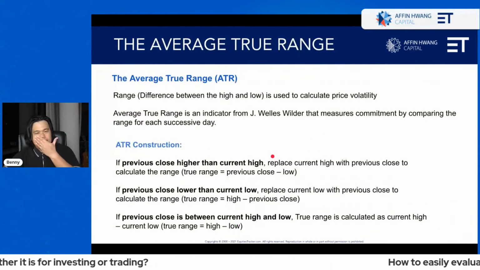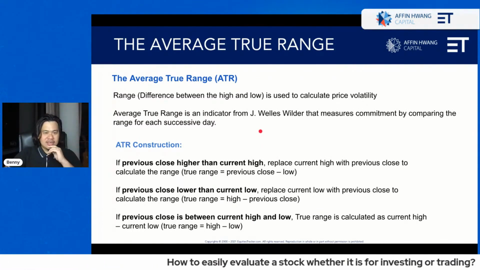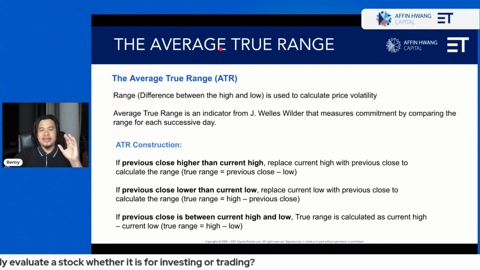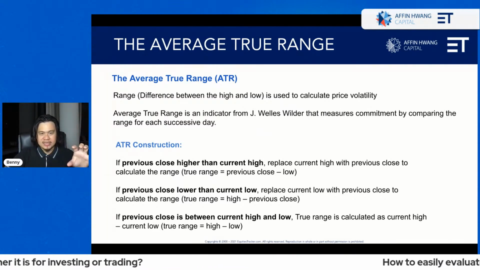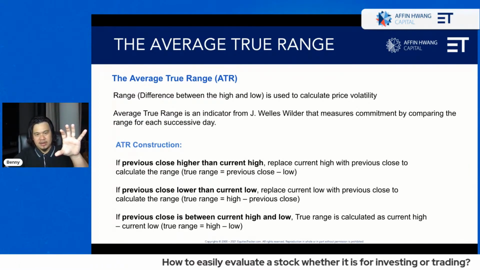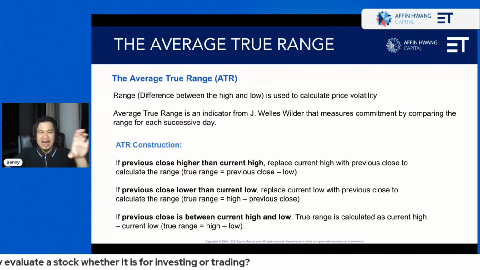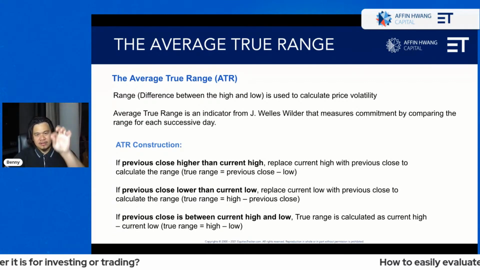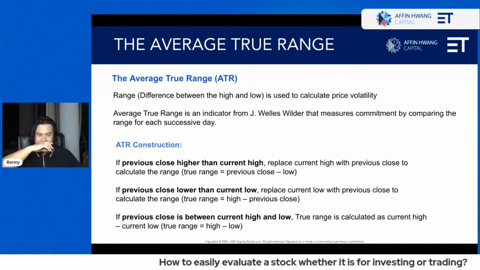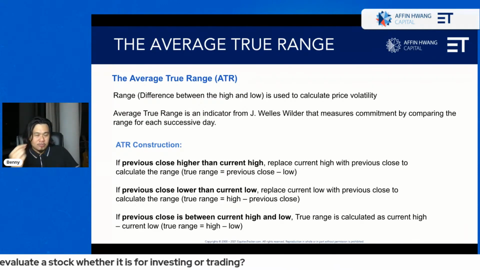Now, how do we set the right stop loss, right? One of the indicators that you can use to identify volatility in the short term is called the average true range. By definition, range is basically the difference between the high and the low of a specific period. For example, a day's range, that means the high and the low in that particular day. Or the hourly range, or the weekly range, the highest in the week and the lowest in the week. That's the range. So range is normally used to calculate price volatility. That's the normal way of calculating range.